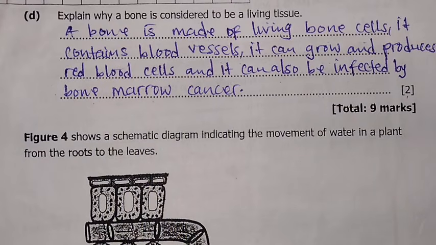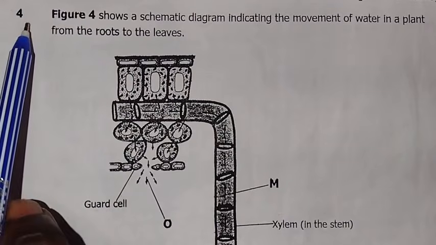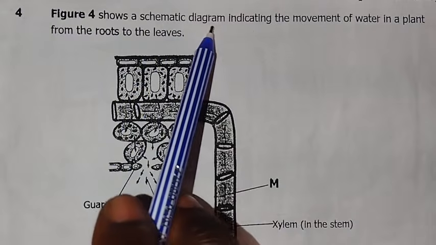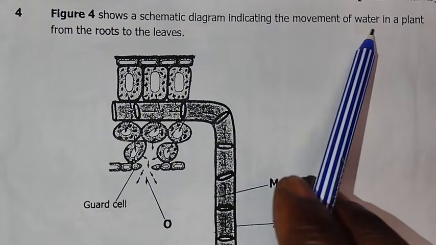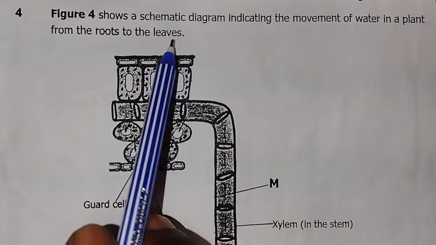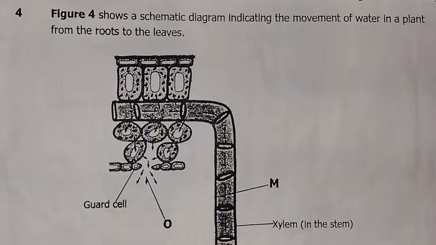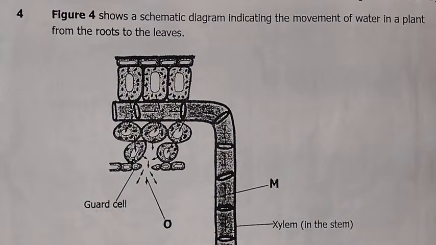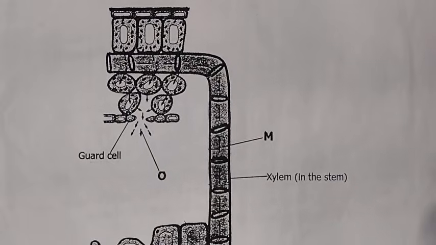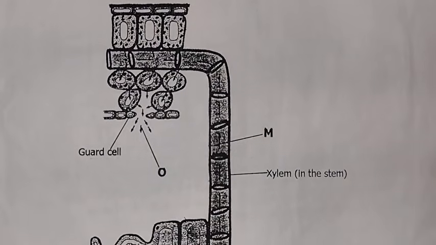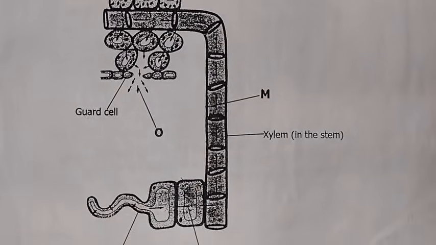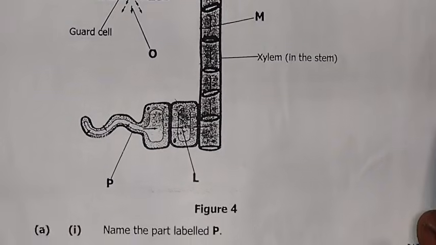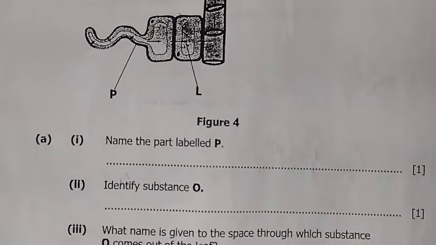Let us now look at our question 4. So this is our question 4 right here. The question reads, Figure 4 shows a schematic diagram indicating the movement of water in a plant from the roots to the leaves. So this is a schematic diagram that is indicating the movement of water in a plant from the roots to the leaves. So you can see right here, this is our diagram. So these are the questions.